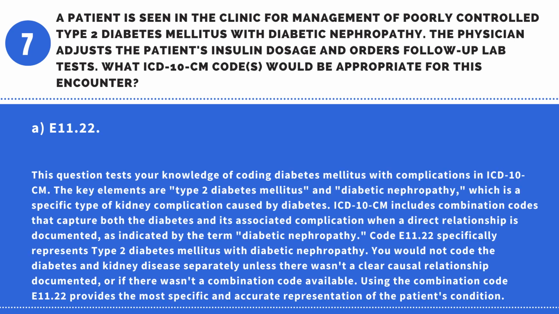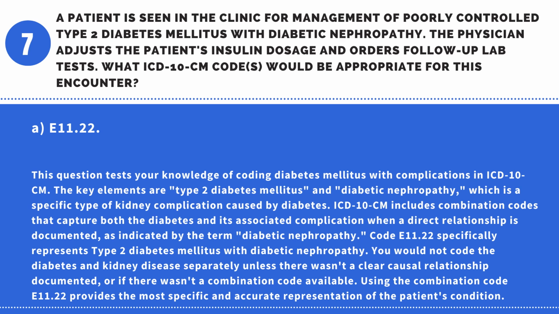Answer: A. E11.22. This question tests your knowledge of coding diabetes mellitus with complications in ICD-10-CM. The key elements are type 2 diabetes mellitus and diabetic nephropathy, which is a specific type of kidney complication caused by diabetes. ICD-10-CM includes combination codes that capture both the diabetes and its associated complication when a direct relationship is documented, as indicated by the term diabetic nephropathy.